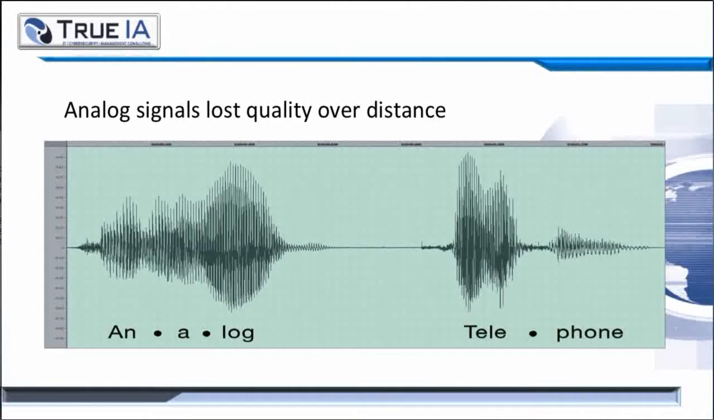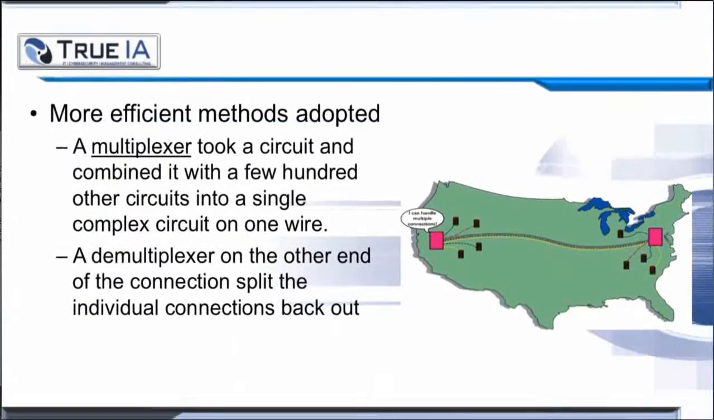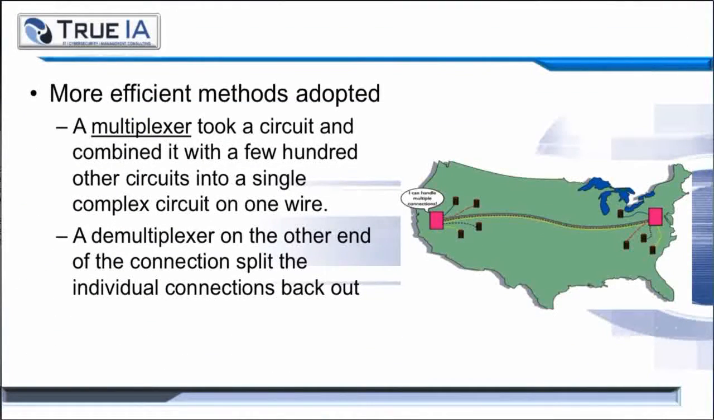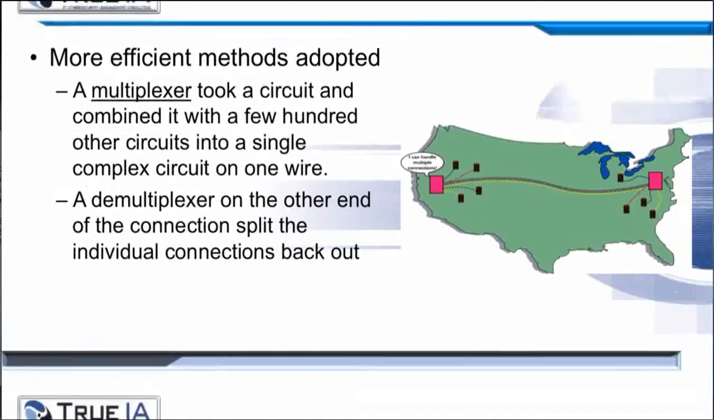However, we have a problem with analog. Analog signals lose their quality over long distances. So we had to find a more efficient way to get things done. Enter the multiplexer. It took a circuit and combined it with a few hundred other circuits into a single complex circuit on one wire. And then the demultiplexer on the other end of the connection split the individual connections back out.